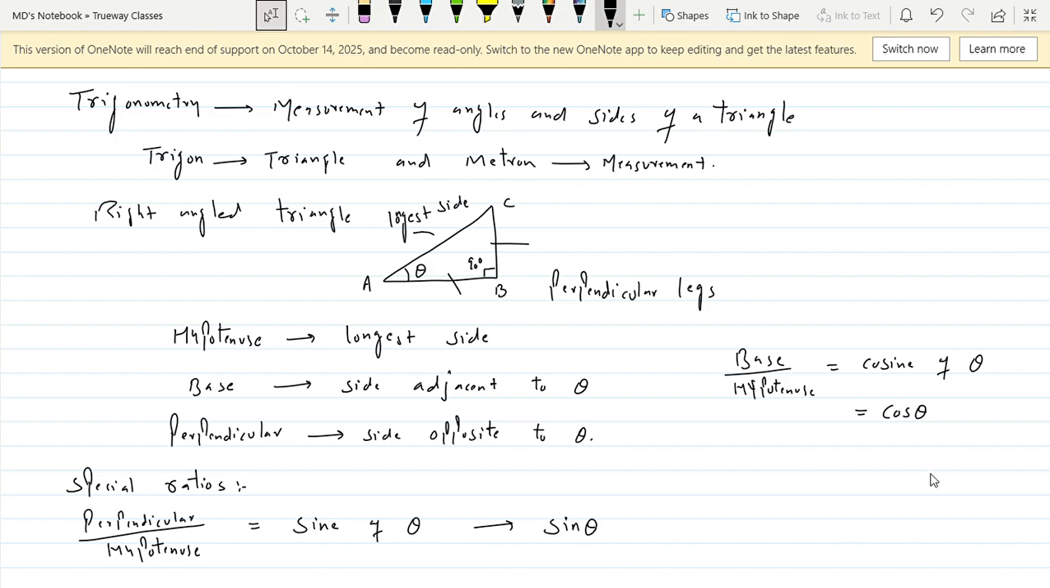And the third one is the ratio between these two perpendicular legs, but the first preference is given to perpendicular, so it is perpendicular divided by base. We call it tangent of theta, and in short we write tan theta, but we read it as tangent theta. Is it clear?